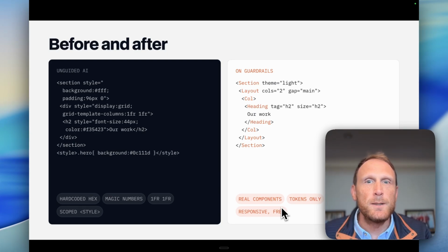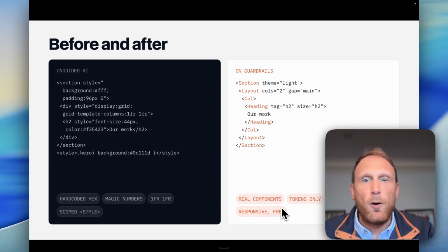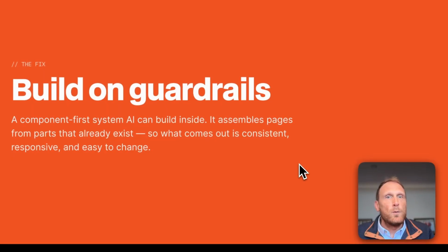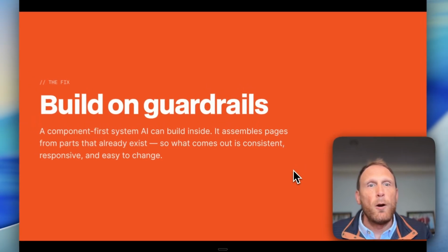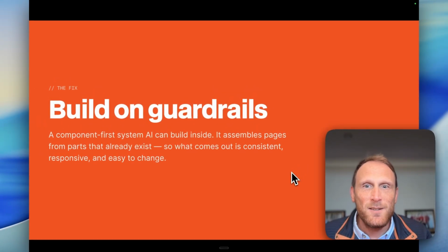I'm specifically using Astro and Sanity along with Cloudflare in order to build this out. And one of the things that Astro allows you to do is create components, and then you can bring these components together in order to create layouts and sections that are really reusable, that are responsive, that really require zero custom code a lot of times. And so that's what I've been working on. We're building on these guardrails in this component first system.